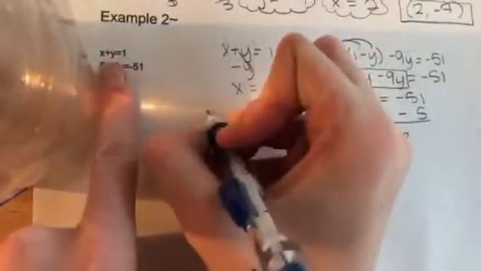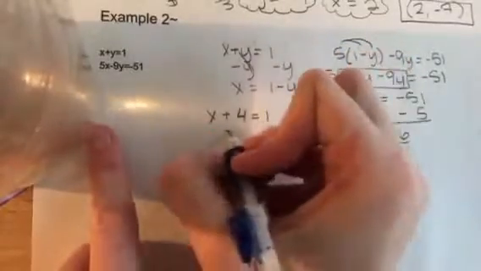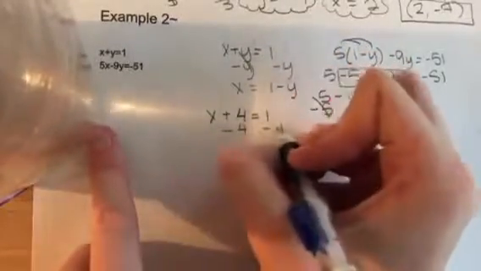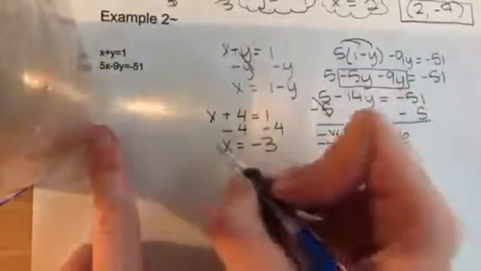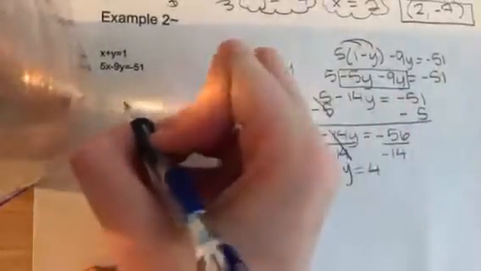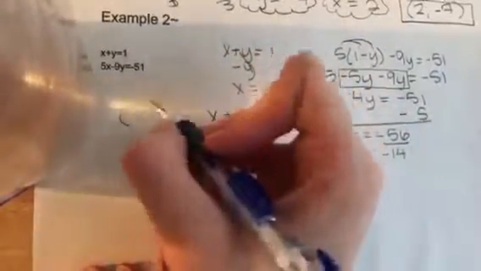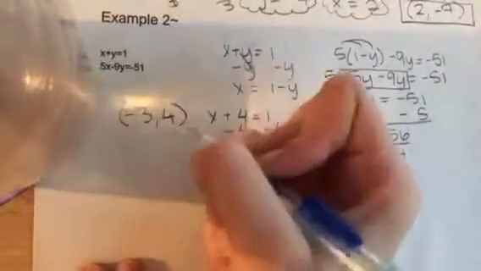So we have x plus 4 equals 1. Subtract the 4, subtract the 4, x equals negative 3. So then the last step is to write them as an ordered pair. So the ordered pair would be negative 3, 4.